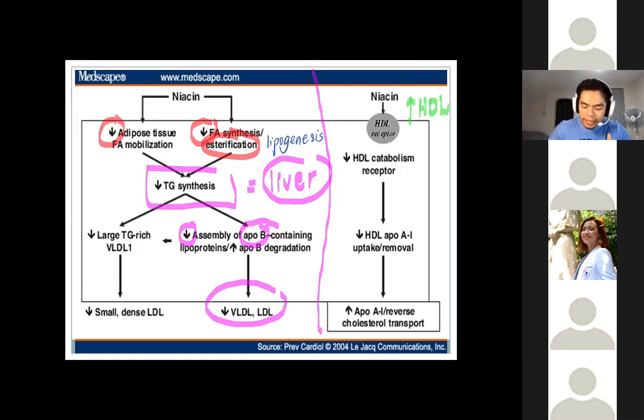Number one, it binds to HDL receptors, thus reducing catabolism or degradation of the receptor. And by decreasing catabolism of the receptor, yung pag-remove ng apoprotein from the HDL, reduced din. Okay? Important ba ang presence ng apoprotein sa isang lipoprotein such as HDL?